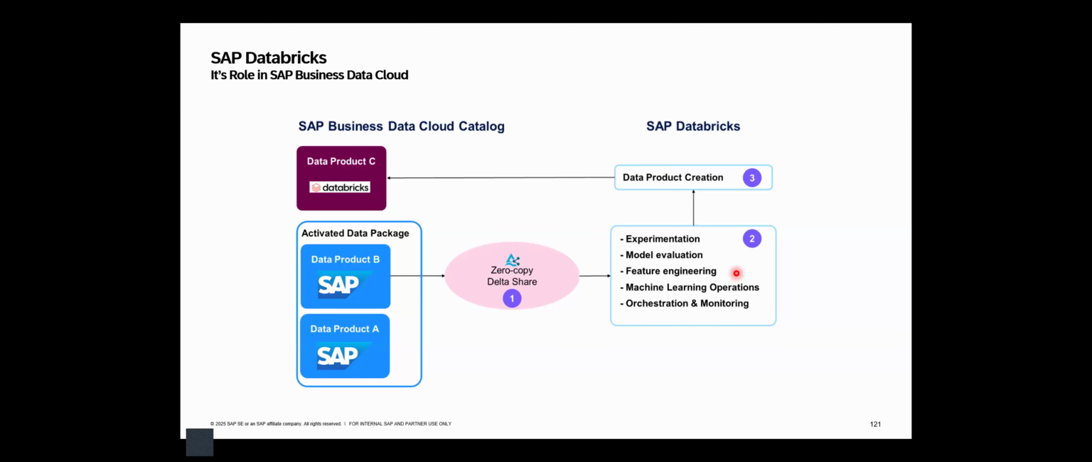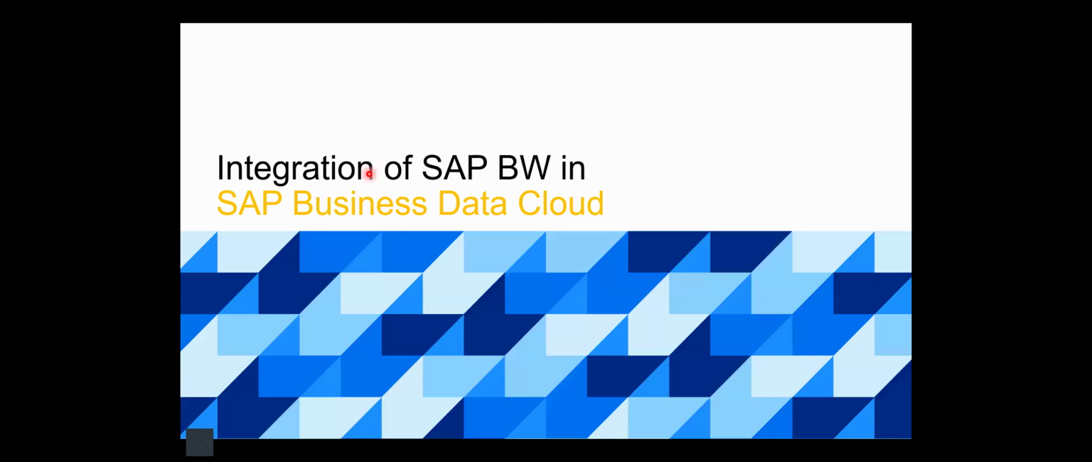And the results of AI/ML models can then be stored in a newly created data product in Databricks. And since Databricks is tightly integrated with BDC, it is also enabled to share the output of these AI/ML models back to BDC, again using the Delta sharing protocol. And you can find this new data product from Databricks in the BDC catalog or in Datasphere. And then you can do further modeling on top of it. So that was the use case scenario for Databricks.